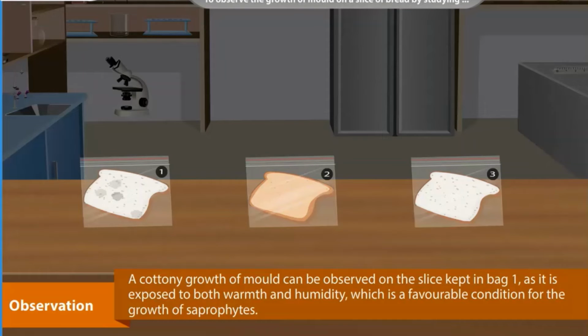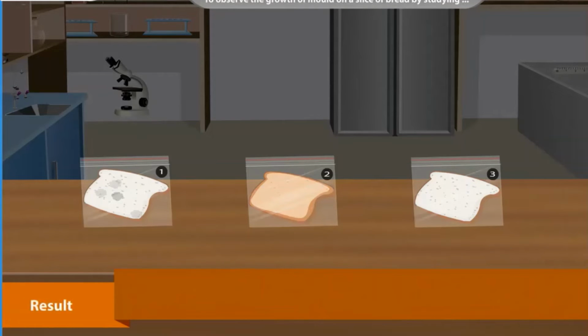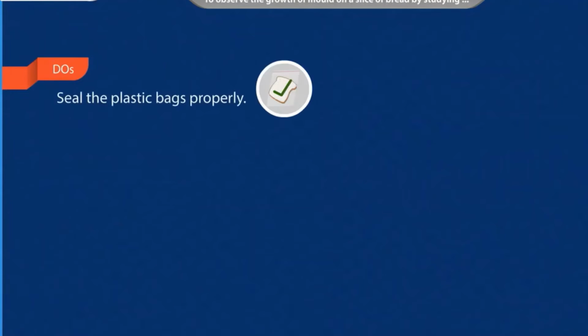Observation: a cottony growth of mold can be observed on the slice kept in bag 1, as it is exposed to both warmth and humidity, which is a favorable condition for the growth of saprophytes. No growth of mold is observed on the other 2 slices, as they lack the required environmental conditions for the growth of saprophytes. Result: the growth of mold can be observed on a slice of bread if kept in favorable conditions.